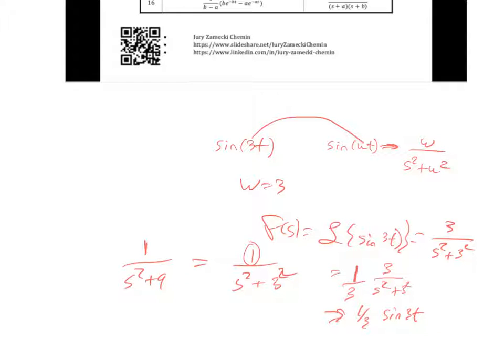So that's a lot of what you're doing with the tables, just massaging the tables to do that. So multiplying by constants is one way, dividing by constants is a way, and then we'll do partial fraction expansion.